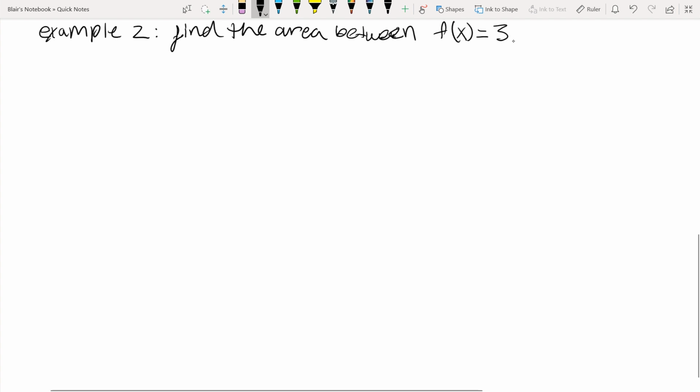To find the points of intersection, you can either plug these functions into a calculator and see what the points of intersection are, or you can do it by hand by just setting them equal to each other.